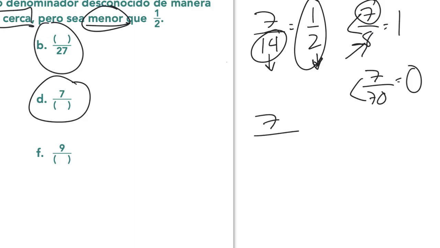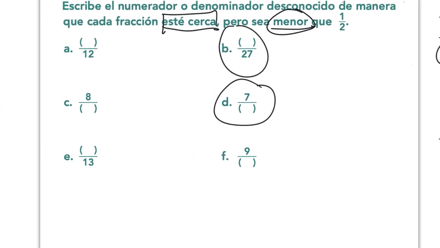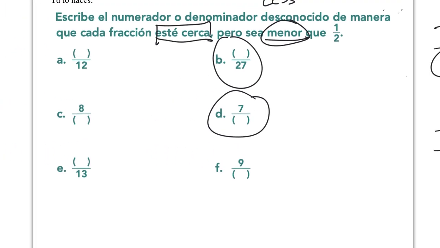Well, what if I do 15? Well, that's perfect because I know that 7 over 14 is half. But if I have 15 pieces and I only have 7 of them, that's really close to the halfway point, but it's less. Okay, I'm going to go ahead and let you do the other examples, and then we will come back and check.